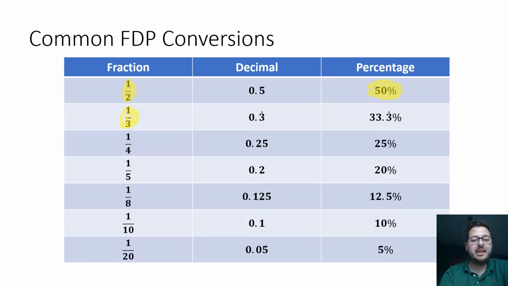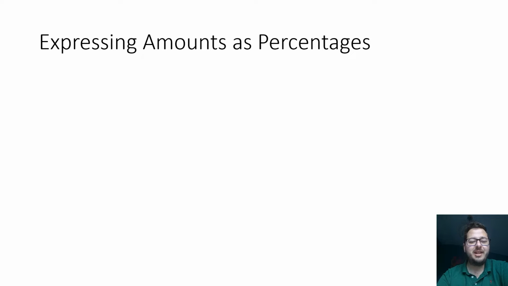A third is equivalent to 33.3 recurring percent. A quarter or a fourth is equivalent to 25%. A fifth is equivalent to 20%. An eighth is equivalent to 12.5%. A tenth is equivalent to 10%. And 1 out of 20, or a 20th, is equivalent to 5%. And we're going to be able to use them and multiples of them to figure out percentages of an amount. Okay then, let's have a look at expressing an amount as a percentage.